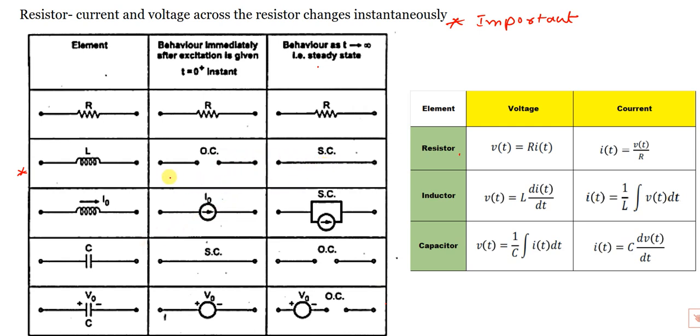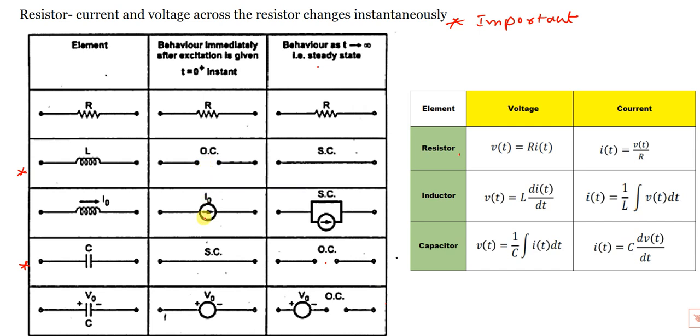Now let us go to the capacitor. In the capacitor, just after switching, it acts as a short circuit. When steady state is reached, it acts as an open circuit. Now again, I will explain how to remember this. In the exam, you'll get confused whether the capacitor acts as a short circuit or the inductor acts as a short circuit.